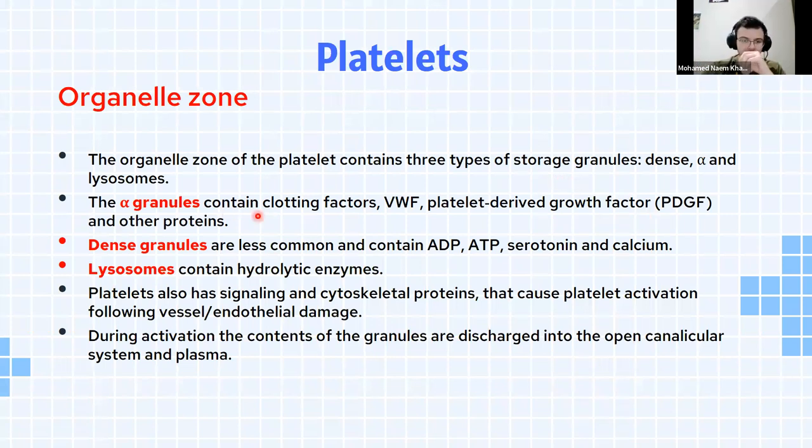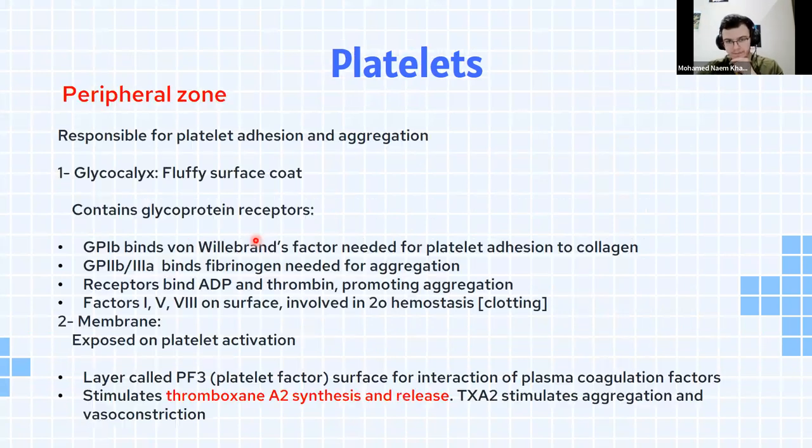Okay, so basically, these clotting factors are found in the alpha granules. So if you get asked a question, what part of the platelet contains the clotting factors? You're going to find it in the alpha granule. Okay, clear?